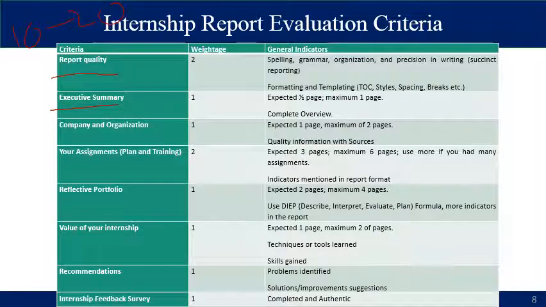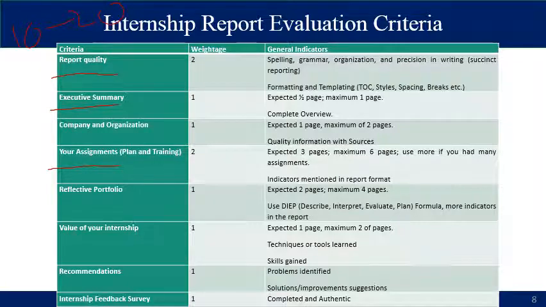And then you have to spend about 3 to 6 pages, or even more if you have been assigned more tasks. So you have to indicate what you were assigned and how you completed your tasks. You have to clearly indicate how you planned to achieve those tasks and what training was provided or required to meet them.